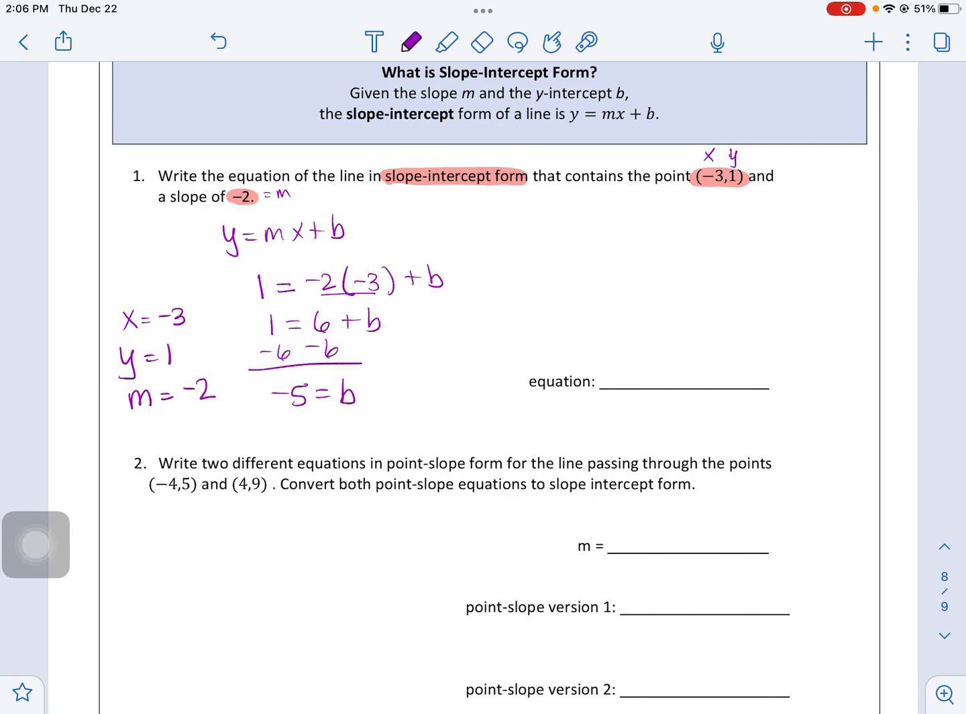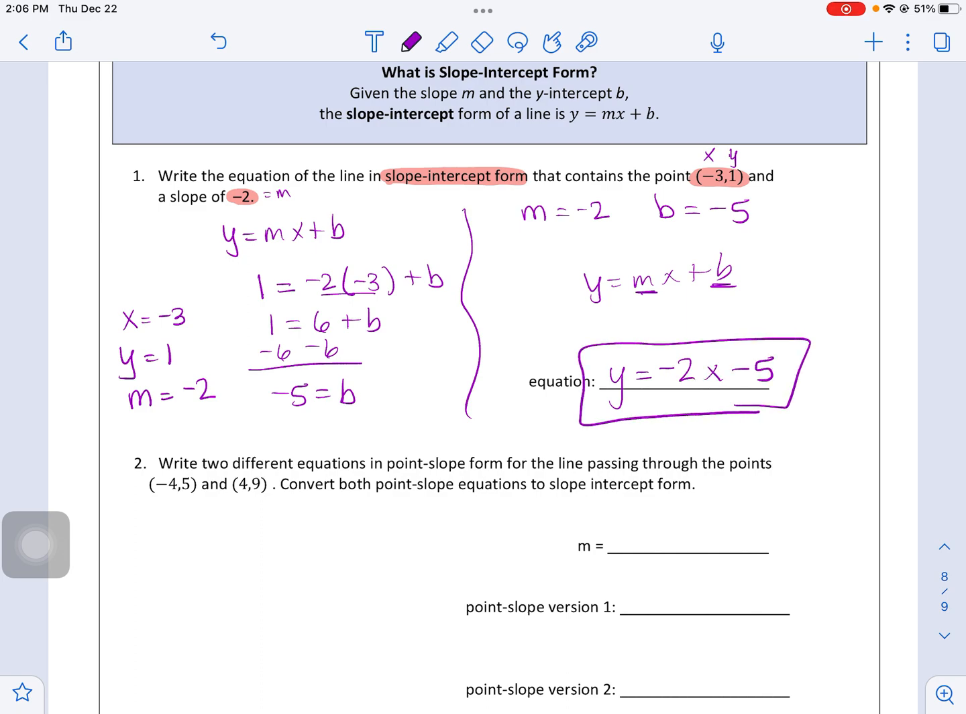So if I have to write the equation of a line, I need a slope, so my slope is -2. I need a y-intercept, and we found my y-intercept to be -5. So the equation of the line, remember, y equals mx plus b. I plug in my m, I plug in my b. So the final answer would be y equals -2x minus 5. This is the equation of the line in slope-intercept form.